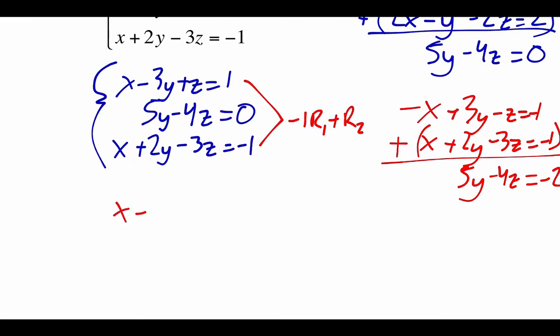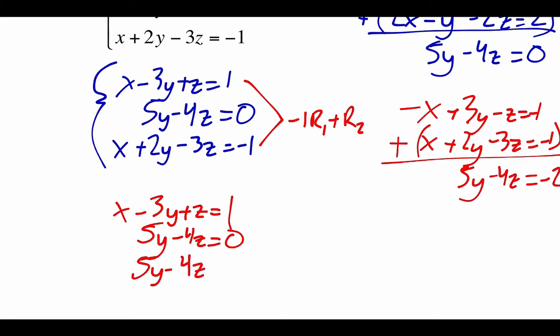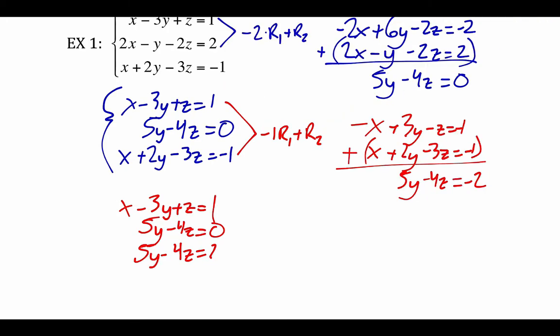So the first equation, we still haven't changed it. We've got x minus 3y plus z equals 1. The second equation, we switched it with 5y minus 4z equals 0. And finally, our last equation, which we just got right at the end there, is 5y minus 4z equals negative 2. So, looking at the last two equations, we want to try to get rid of the y in the last equation.